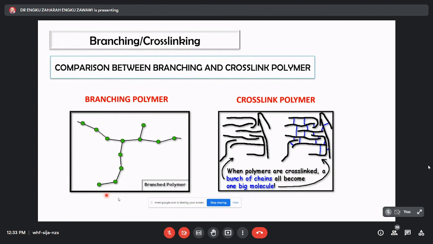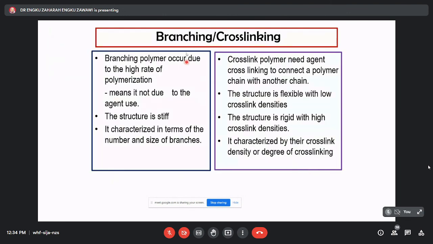So kalau branching straightforward lah. So dia ada polimer-polimer, so dia monomer-monomer, so dia terhubung secara branch. So yang main, so kita ada yang branch datang. For the crosslink, kita ada polimer ni banyak-banyak. Okay, when polymers are crosslinked, so a bunch of chains all become one big molecule. So dia ada banyak rantai polimer and then kita form the crosslink kat sini, yang biru ni datang sebagai crosslink. So kita akan dapat satu molekul yang besar. Ya.